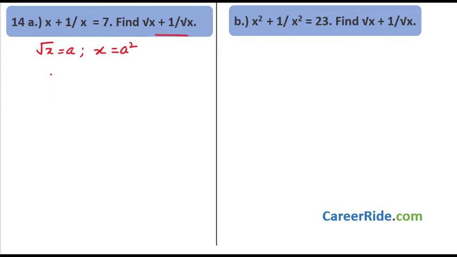Let me place this value in the question now. Okay. So what do I have? a square plus 1 upon a square is equal to 7. And what do I have to find? I have to find a plus 1 upon a. I have to find this value.